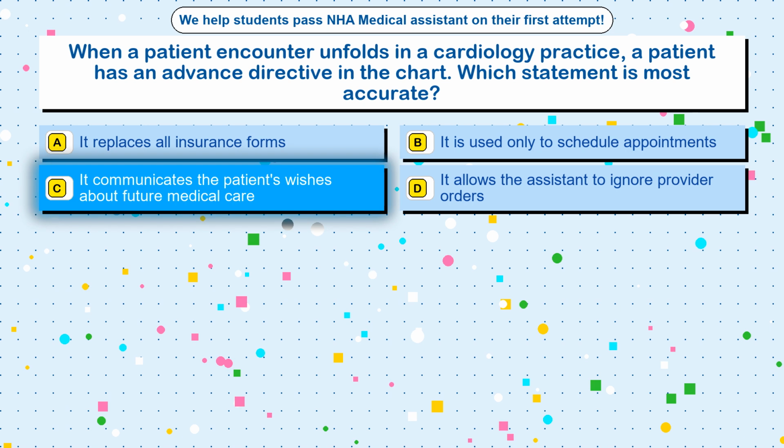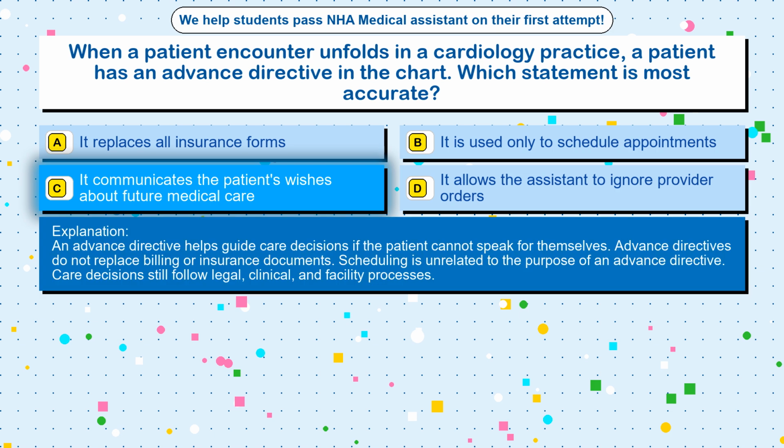It communicates the patient's wishes about future medical care. An advance directive helps guide care decisions if the patient cannot speak for themselves. Advance directives do not replace billing or insurance documents. Scheduling is unrelated to the purpose of an advance directive.